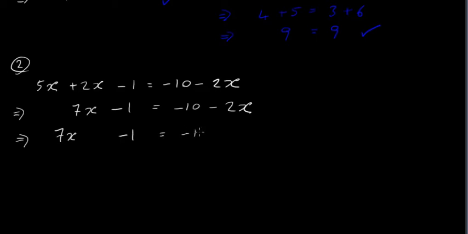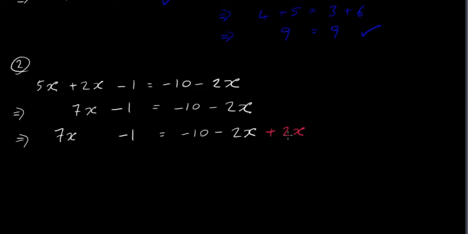Now, on the left hand side we've got 7x minus 1. On the right hand side we've got minus 10 minus 2x. Now, what I need to do on the right hand side here is get rid of this minus 2x. The 2x is being subtracted from this minus 10. So what I want to do is add 2x to the right hand side, because minus 2x plus 2x will give me 0.